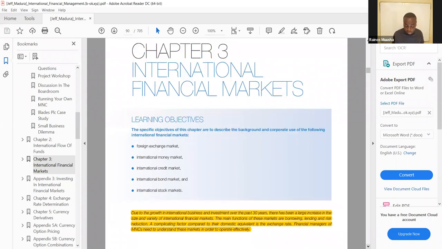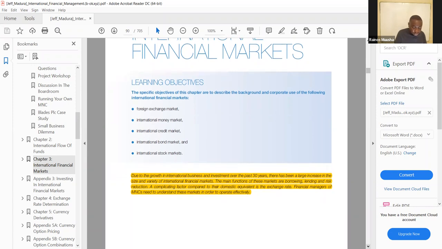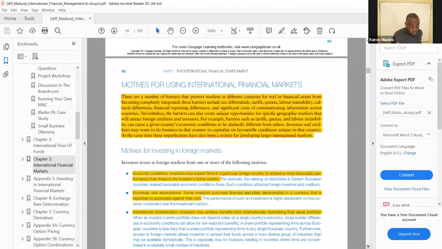So when you look at international financial markets, they say due to the growth in international business and investment over the past 30 years, there has been a large increase in the size and variety of international financial markets. The main functions of these markets are borrowing, lending, and risk reduction. A complicating factor compared to their domestic equivalent is the exchange rate. Financial managers of the multinational corporation need to understand these markets in order to operate effectively. Then in the next section, we'll look at the motives for using international financial markets.